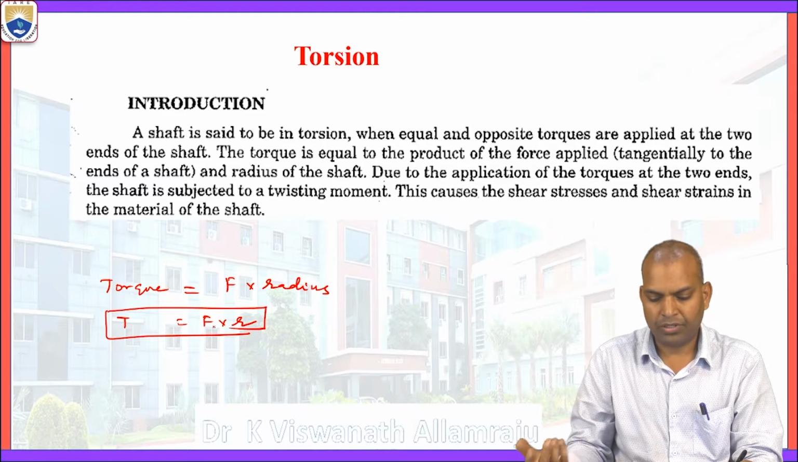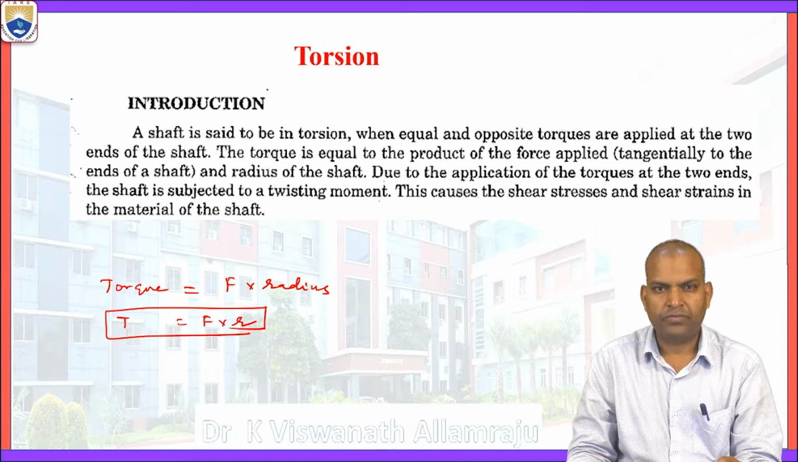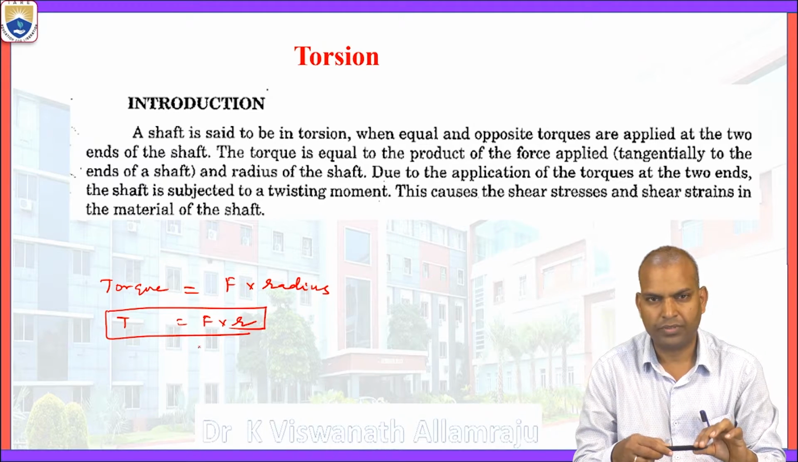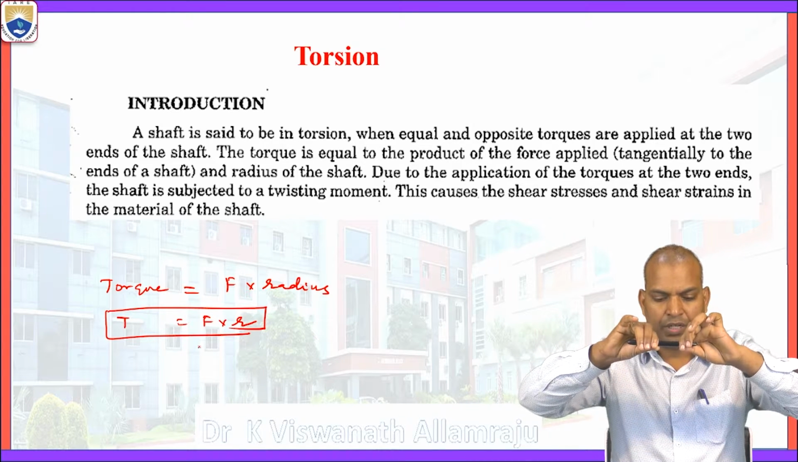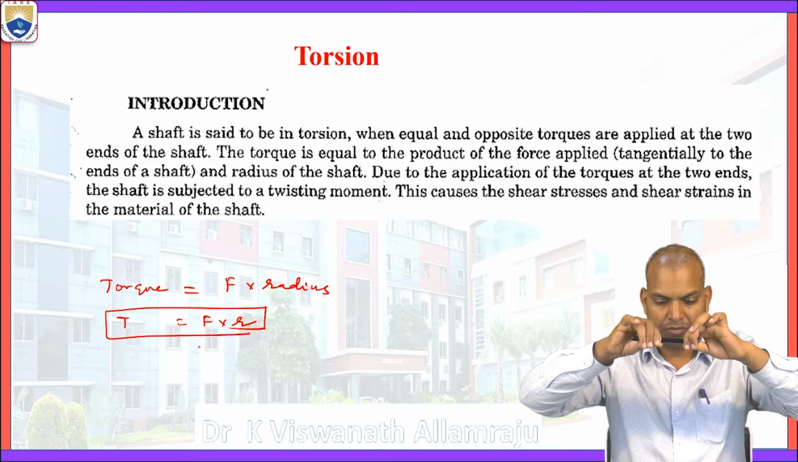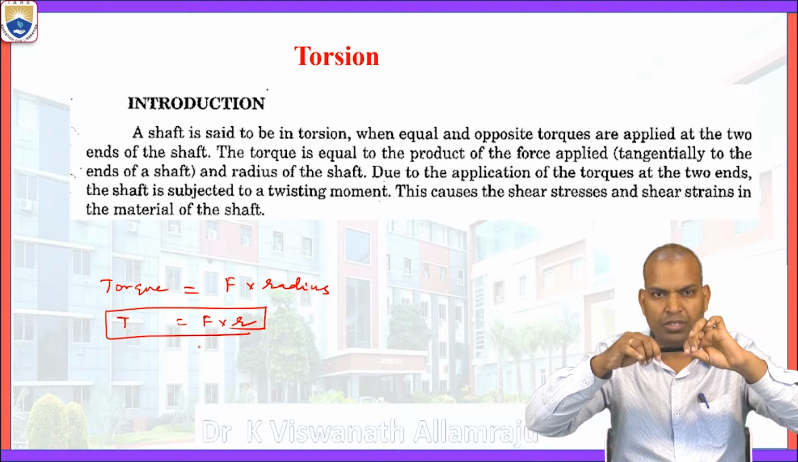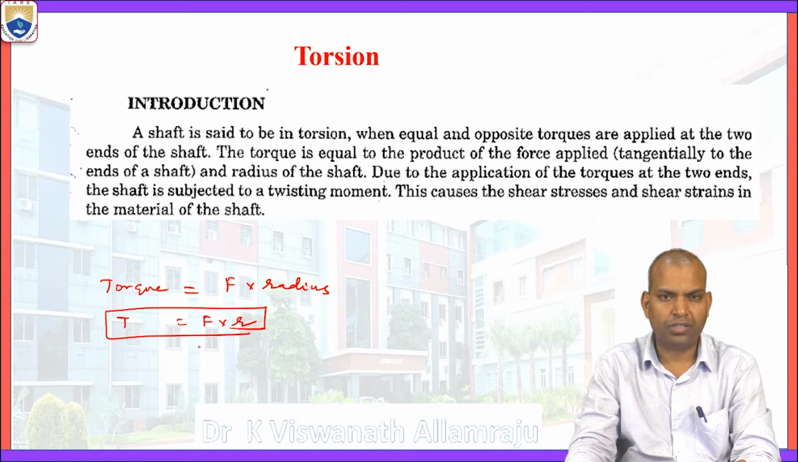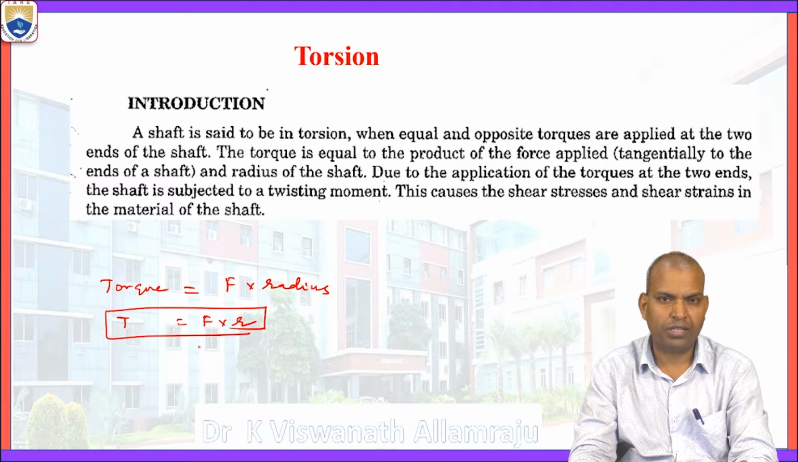Now, due to the application of the torques at the ends, the shaft is subjected to a twisting movement. That twisting movement causes shear stresses and shear strains in the material of the shaft. Suppose there is a shaft and you apply the torque at the ends, what happens? The torque causes a twisting movement inside the layers of the shaft. The effect of this torque leads to the development of shear stress and shear strains in the material of the shaft.